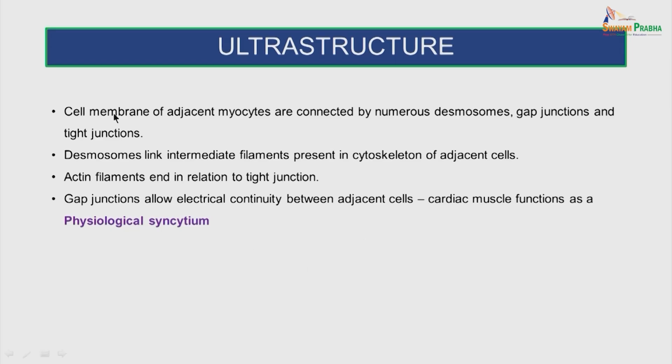The ultrastructure of cardiac muscle. The cell membranes of adjacent myocytes are connected by numerous desmosomes, gap junctions and tight junctions. The desmosomes link the intermediate filaments present in the cytoskeleton of adjacent cells. The actin filaments end in relation to tight junctions. The gap junctions allow electrical continuity between the adjacent cells. The cardiac muscle functions as a physiological syncytium.